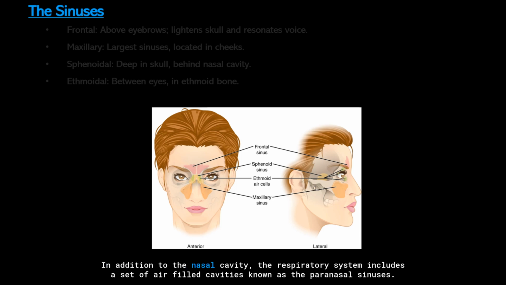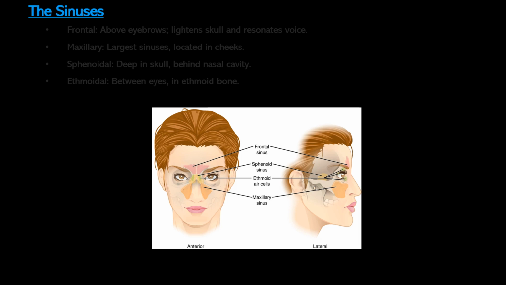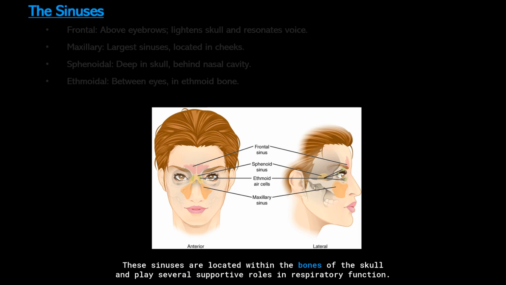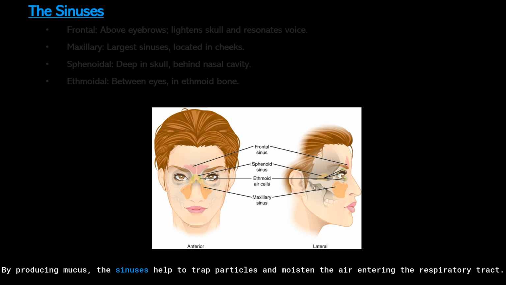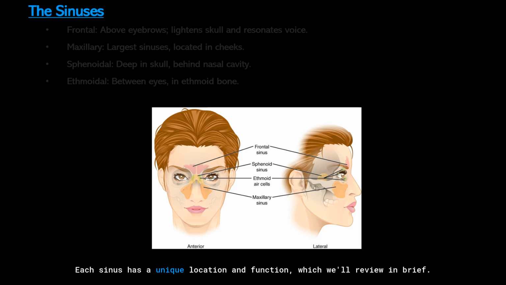In addition to the nasal cavity, the respiratory system includes a set of air-filled cavities known as the paranasal sinuses. These sinuses are located within the bones of the skull and play several supportive roles in respiratory function. By producing mucus, the sinuses help to trap particles and moisten the air entering the respiratory tract. Additionally, they lighten the weight of the skull and contribute to the resonance of our voice. Each sinus has a unique location and function, which we'll review in brief.